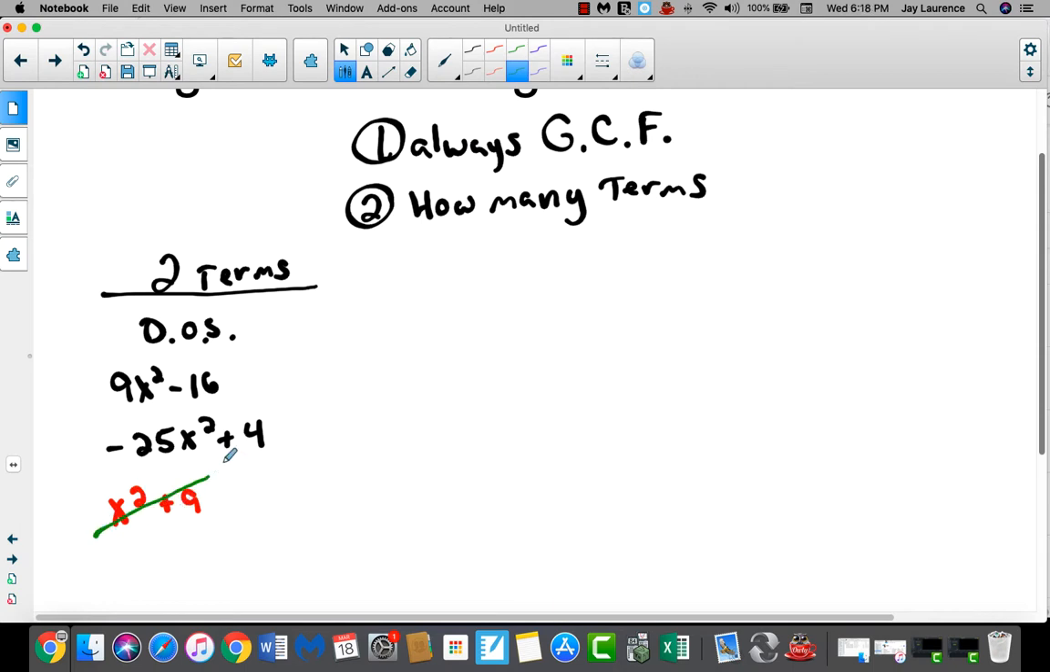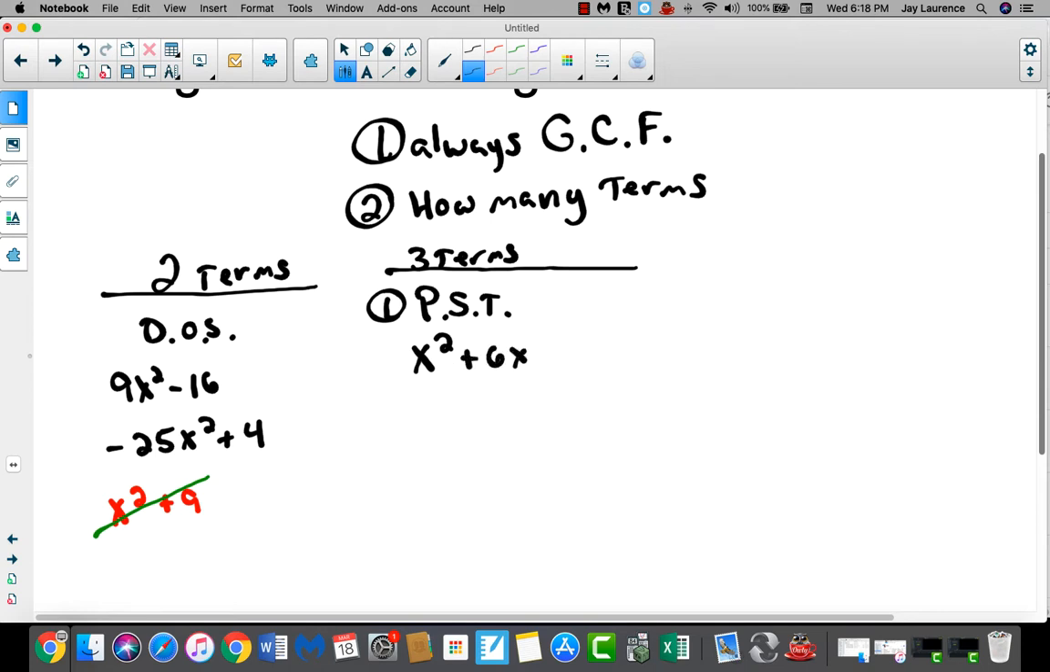Definitely not. It wouldn't work because there's no difference. Difference means subtraction. Now, if there are 3 terms, we know 2 ways so far, and we have one more way to learn. Remember, we've already done the GCF, then we ask how many terms. If there are 3 terms, the first thing we should try to make our life easier is a perfect square trinomial, like for example, x squared plus 6x plus 9. That's a perfect square trinomial.